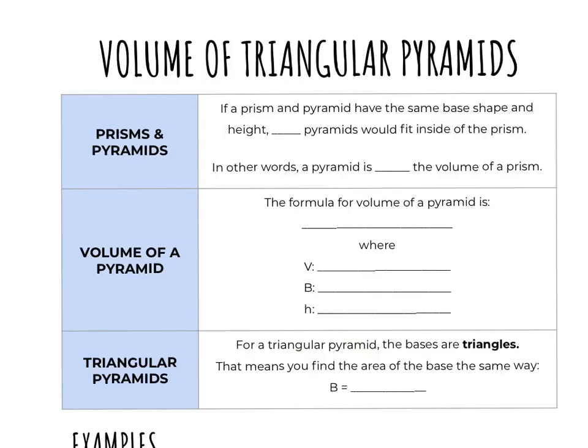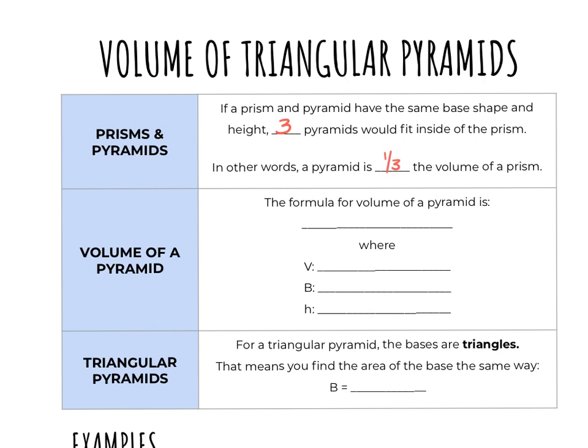Let's first recap what we know about finding the volume of pyramids. In the first lesson, we learned that prisms and pyramids have a special relationship. If a prism and pyramid have the same base shape and height, 3 pyramids would fill up 1 prism. The other way to say that would be a pyramid is 1/3 of the volume of a prism. Remember, we use that to get the formula for finding the volume of a pyramid.